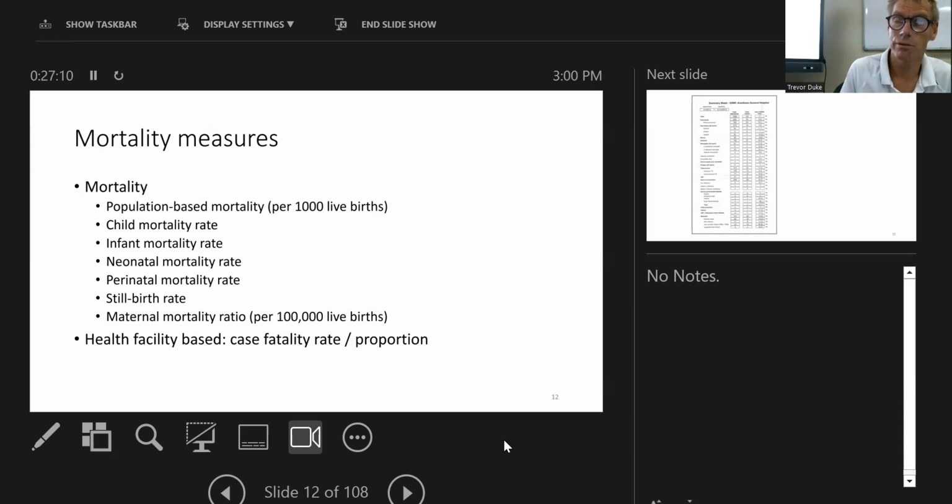And the infant mortality rate, we talked about the number of deaths in children up to the age of 1 year per 1,000 live births. The neonatal mortality rate, what's that? Yes, within 28 days of birth, isn't it? Yeah, that's right. And the perinatal mortality rate, that's a bit different. What's that?